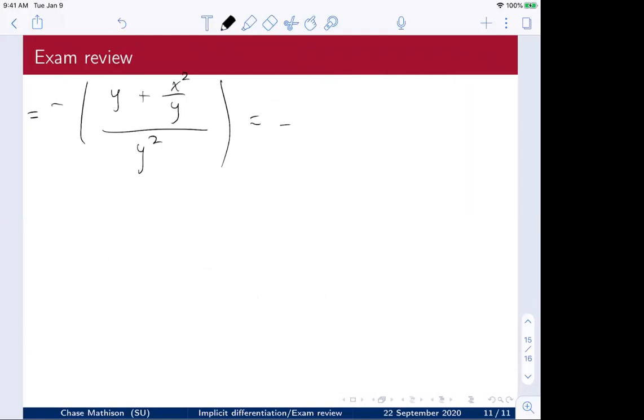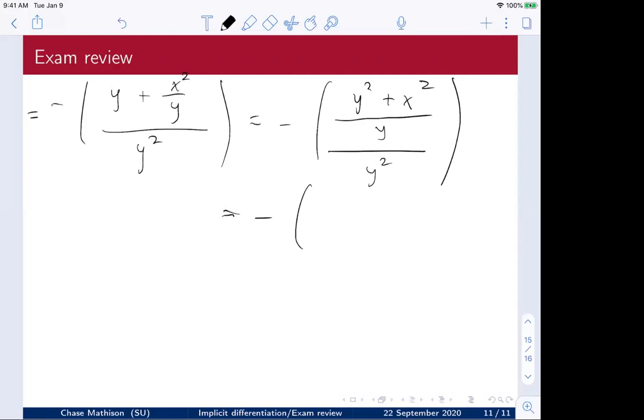This is negative. I want to get a common denominator in the top. Well, that common denominator is y. I'm going to get negative y squared plus x squared over y, all over y squared, right? Which is negative x squared plus y squared divided by y to the third. Does everybody see why there's a y to the third in the bottom?